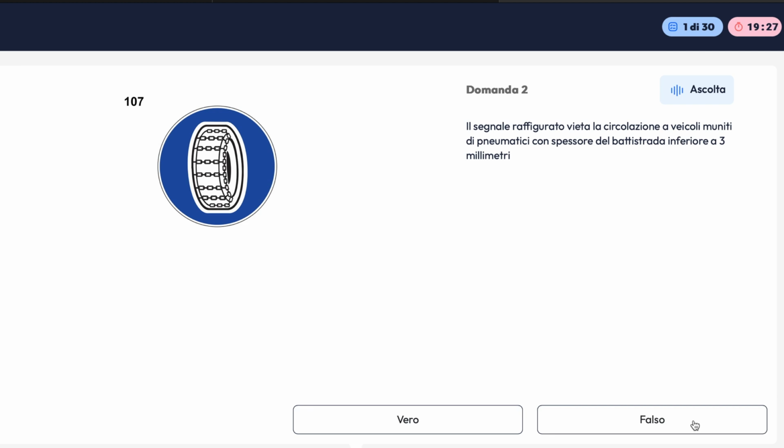Question number 2. Il segnale raffigurato vieta la circolazione ai veicoli muniti di pneumatici con spessore da battistrada inferiore a 3 mm. The answer to this question is falso.